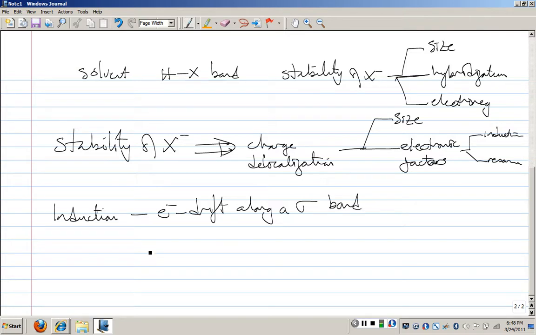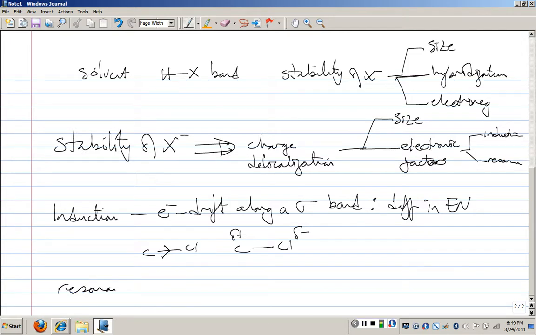So, for example, when I have C attached to Cl, because the Cl is more electronegative, the electron pair drifts towards the Cl, and that generates a negative dipole on the chlorine, a positive dipole on the carbon. That's induction. So induction arises because of a difference in electronegativity, right? Inherently, because of a difference in electronegativities of the atoms in the bond. So induction is simply electron drift along a sigma bond.